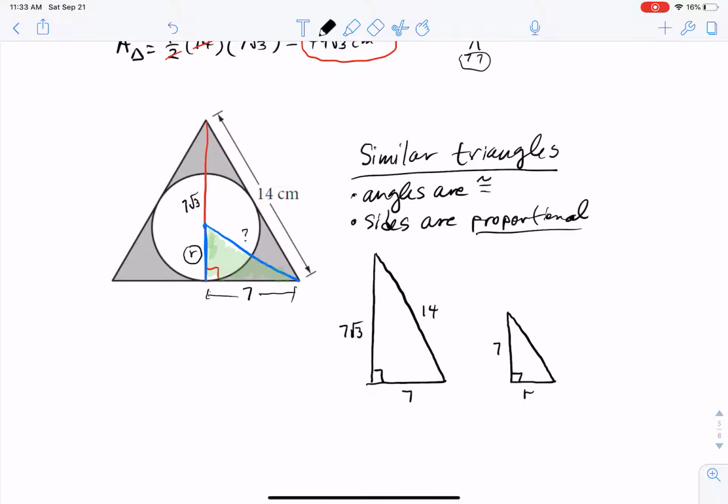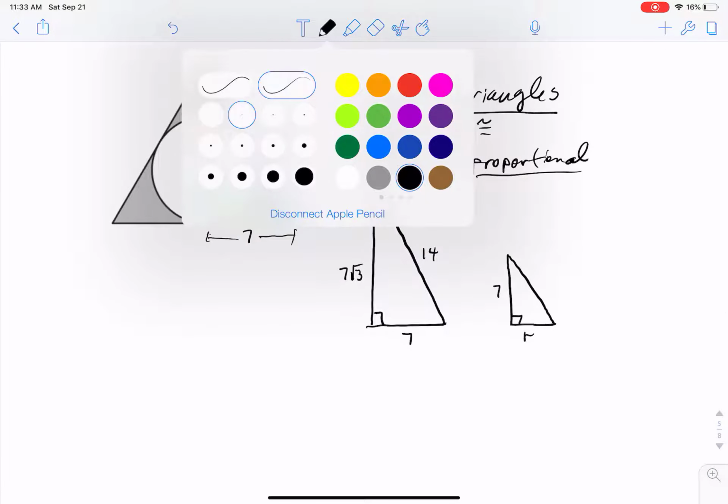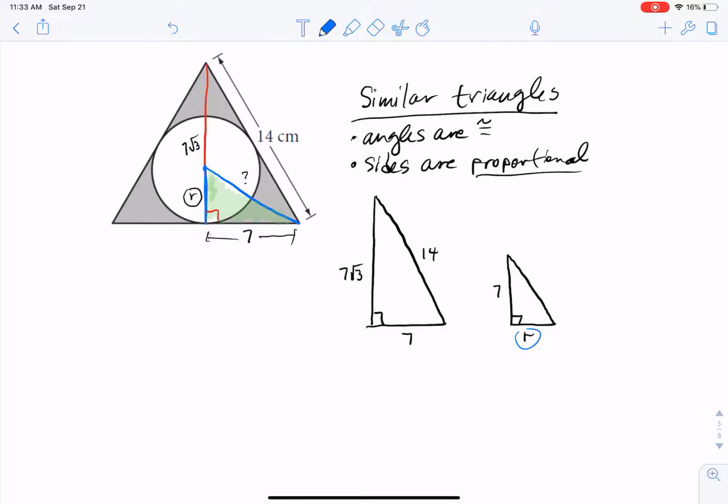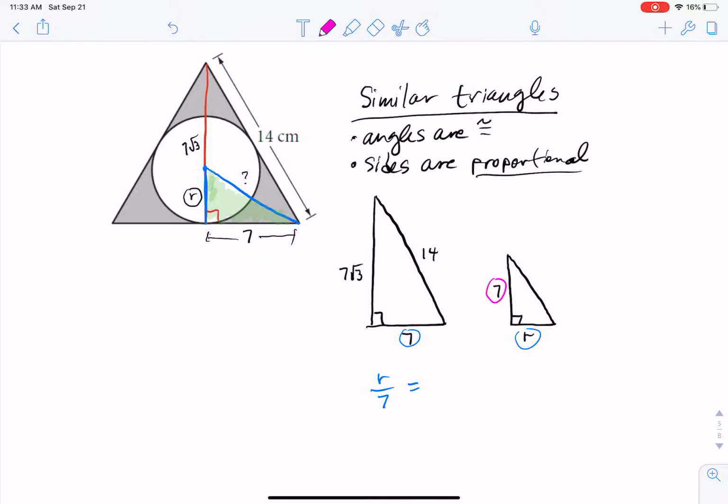I don't need the hypotenuse because you just need two parts that match up in order to set up your proportion. So the two parts that match up are this r, and this 7 matches up. So I'm going to write that as a ratio. It's r over 7. That should be equal to this 7, the vertical 7, and this 7 square root of 3 in the same order. Notice I went r to 7. That's the small one to the big one, so I got to keep it in the same order.